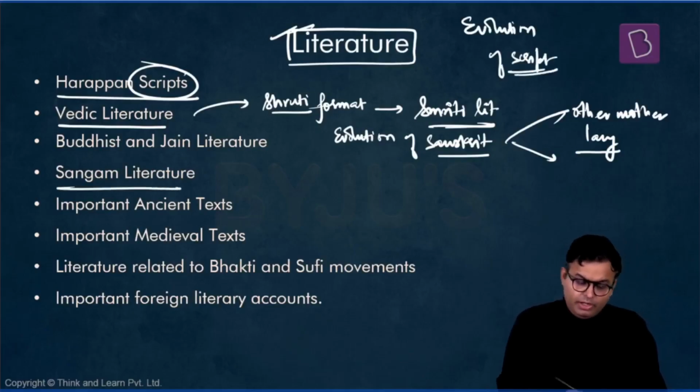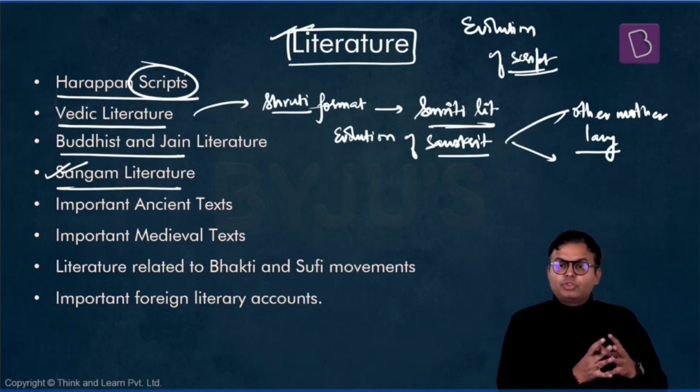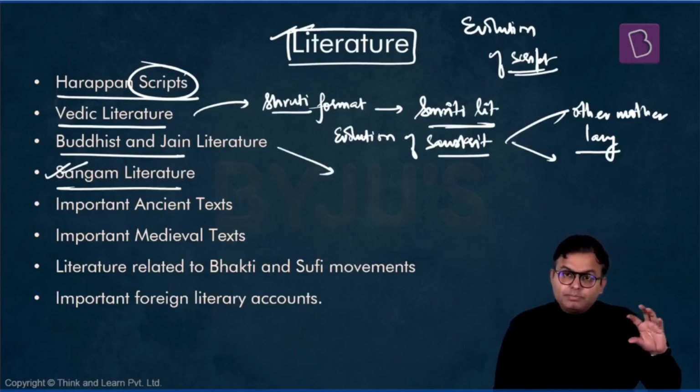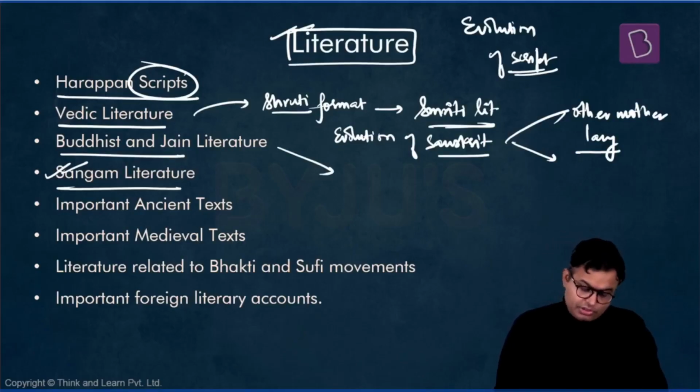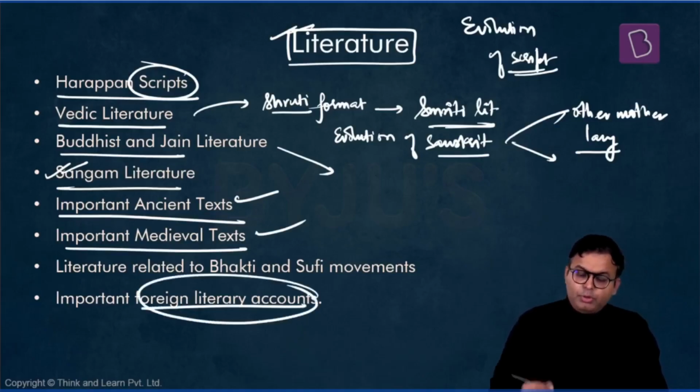Sangam literature, another very important corpus, Buddhist and Jaina literature. So Buddhist and Jaina texts were not only a source of study of Buddhist and Jaina belief systems, but they also help us to understand the existing political and socio-economic structure. Important ancient texts, medieval texts, not only their authorship, but what information can we derive from them. Foreign travelers' accounts, very important.